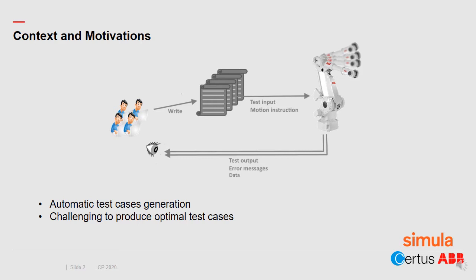But with this system, when a test is created, it is always the same test that is executed on the robot. So with our new approach, we would like to automatically generate these test cases and also to produce several different tests in order to execute all these tests on the robot and not only one. And the goal will be to generate optimal test cases.